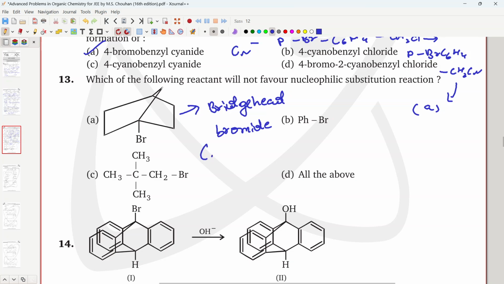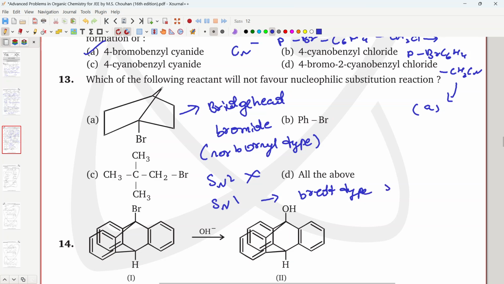That means, and this is the norbornyl type, not in syllabus. Don't worry about the names. SN2 is generally impossible because the backside attack is blocked. SN1 would require a bridgehead carbocation that's highly unstable. That is known as Bredt's rule type restriction, also not in syllabus. Don't worry about the names. So the substitution is generally not favored.